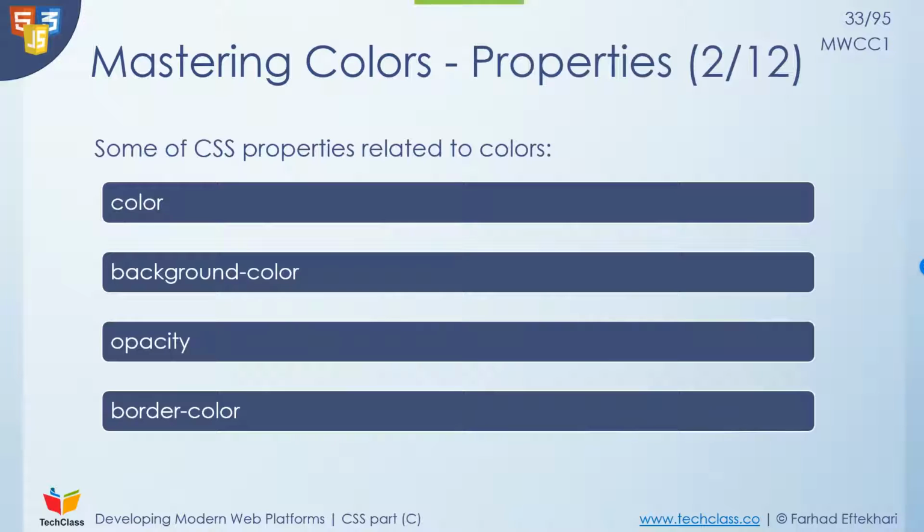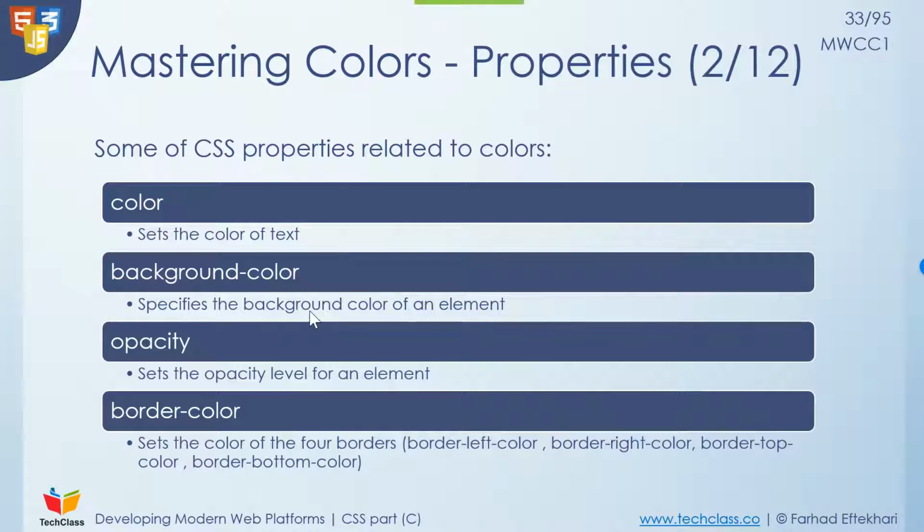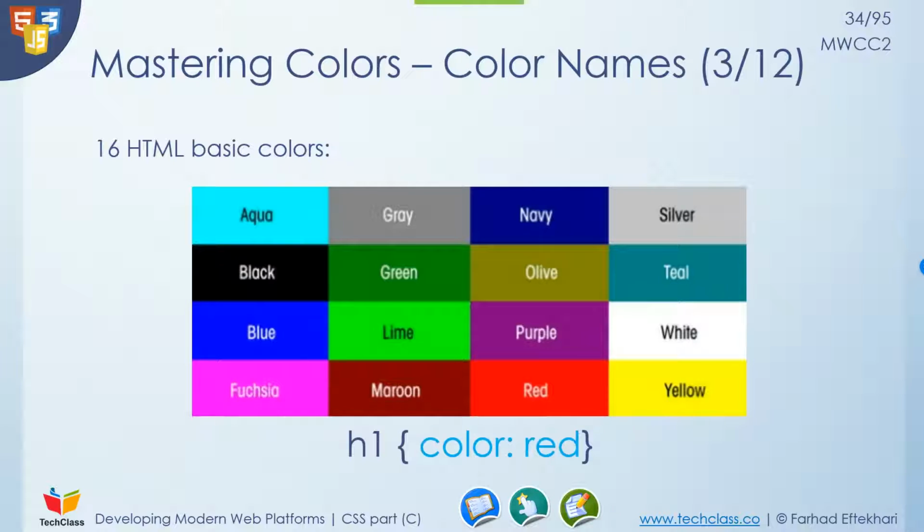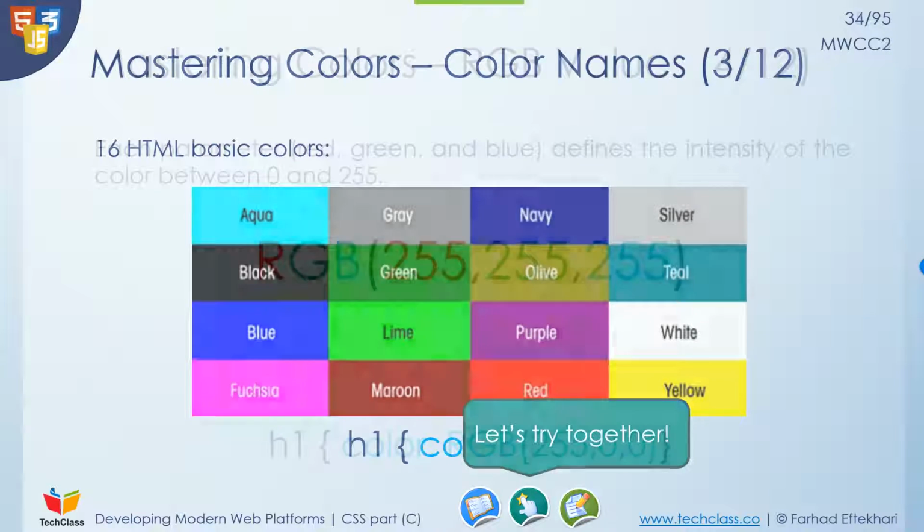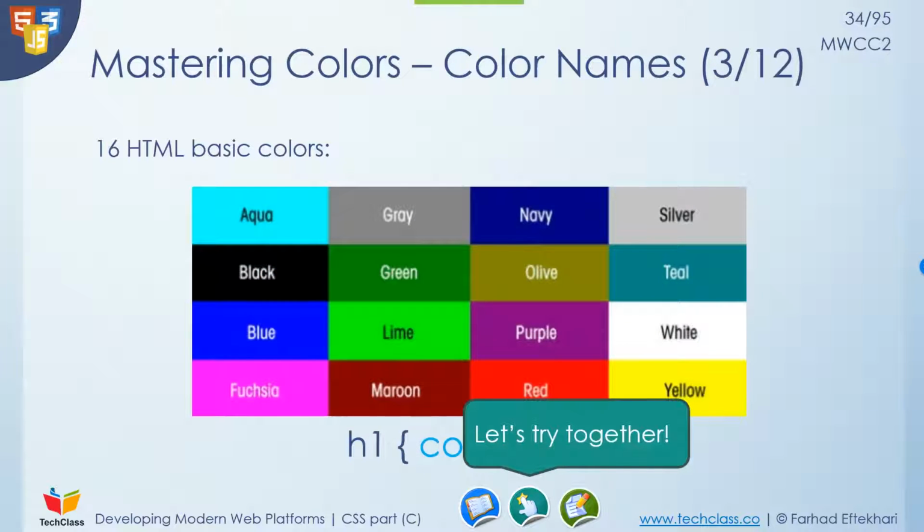And then we have properties that we use in order to assign those colors as their values. Here you can see the color property sets the color of a text, background color specifies the background color of an element, opacity we will explain later, and then we have border color as well. And here are 16 HTML basic colors that you can see, and if you search online you can see the full list of these color names as well. We already tried these colors like blue, red, and the other one.